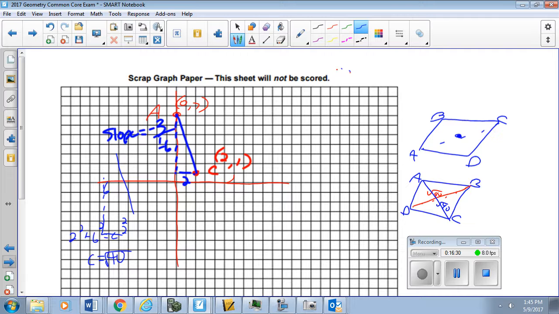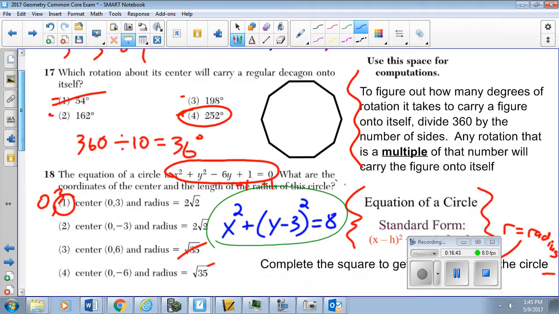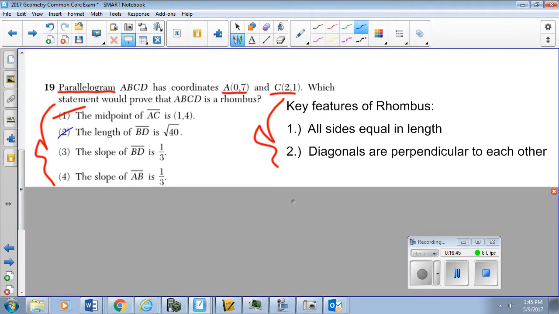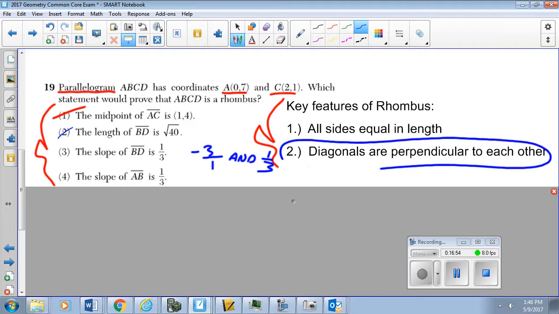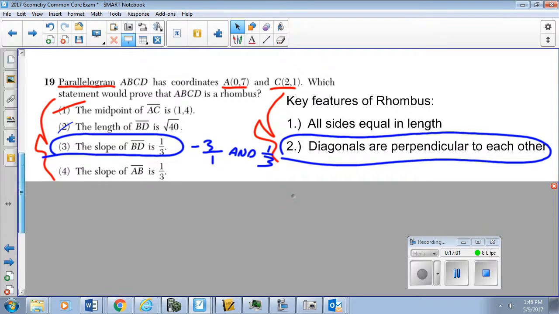So the slope of AC is equal to negative 3 over 1. And if they're saying that the slope of BD is 1 over 3, will this prove that it's a rhombus? Well, if you have negative 3 over 1 and 1 over 3, they are perpendicular, which means the diagonals are perpendicular, which proves that it is a rhombus. There we go. All right, let's go to the last one.